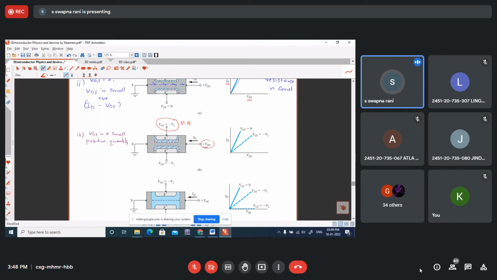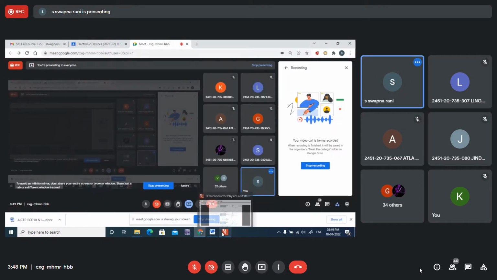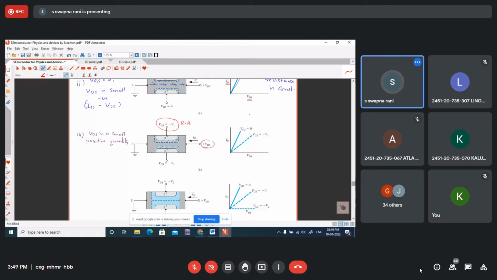So since depletion regions are widened, what about the channel width? Is it the same as the previous case, or is it changed? Anyone? This is very important. Width decreases. Yes, very good. So the width of the channel decreases. Now here in the second case, I will write here that the channel resistance increases.